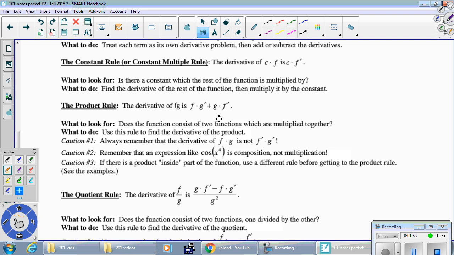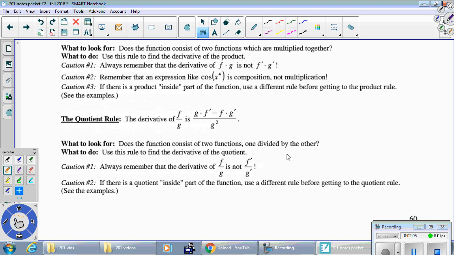Okay, product rule. We've seen this derivative many times. Does the function consist of two functions which are multiplied together? Use this rule to find the derivative of a product. Always remember the derivative of f times g is not f prime times g prime. An expression like cosine of x to the fourth is composition, not multiplication. This is cosine of stuff, not a product rule. And if there's a product inside part of the function, use a different rule before getting to the product rule. We'll see some examples.